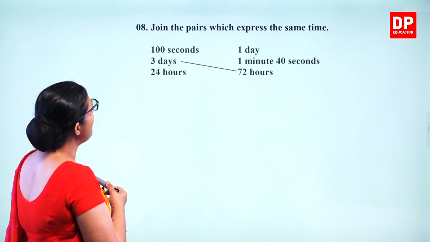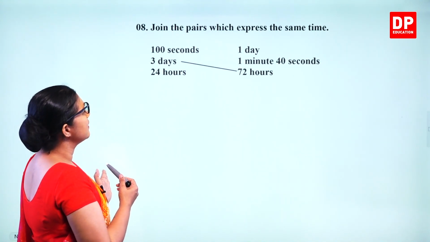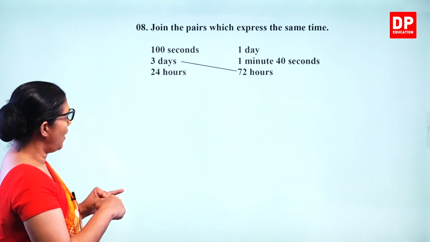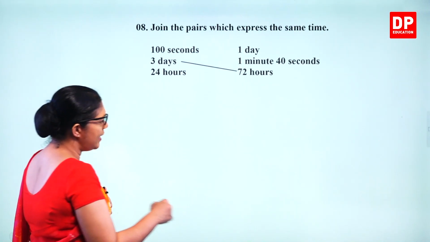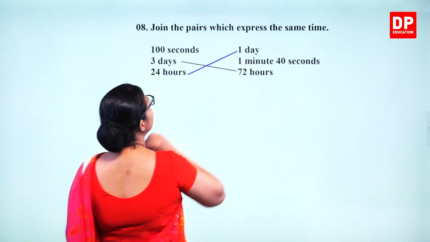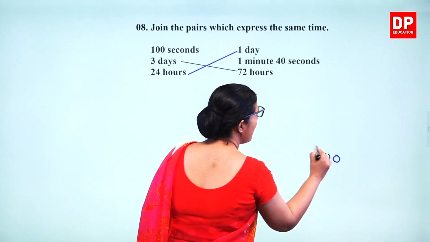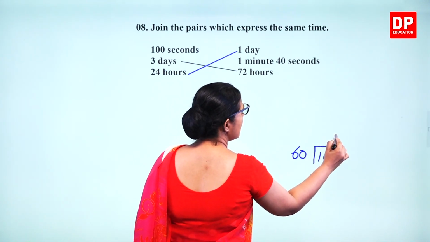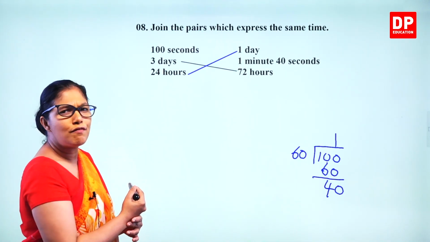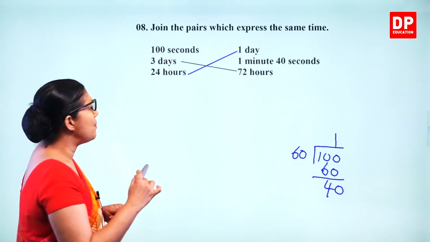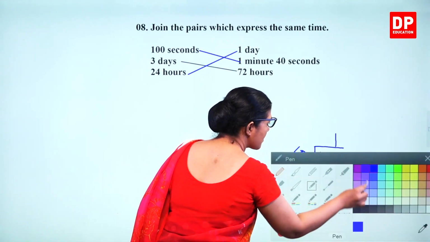Question number 8. Join the pairs which express the same time. 3 days, 24, 24, 24 hours. That's 72 hours. 24 hours is 1 day. You can connect to this one. And 100 seconds. 100 divided by 60, what do you get? 1 and 60, 40 remaining. So that means 1 minute and 40 seconds. 60 seconds is 1 minute. So that's this one. You get 2 marks.